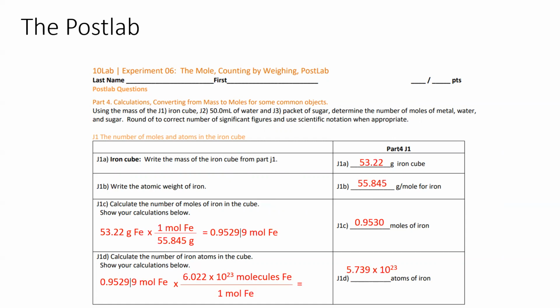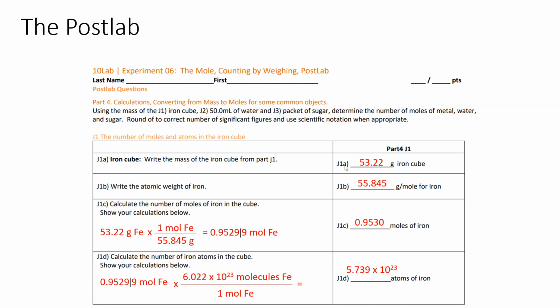I did this part for you just so that you can see how to do it, and it's the same in the next two sections of the post lab. So again, we have the mass. We look up the molar mass from the periodic table for iron in this case. Then we take the mass and the molar mass and find the number of moles of iron. Remember that your units of grams should cancel. So grams needs to be in the denominator in order to cancel with the original grams of iron that you started with, and you'll be left with your units in moles of iron.